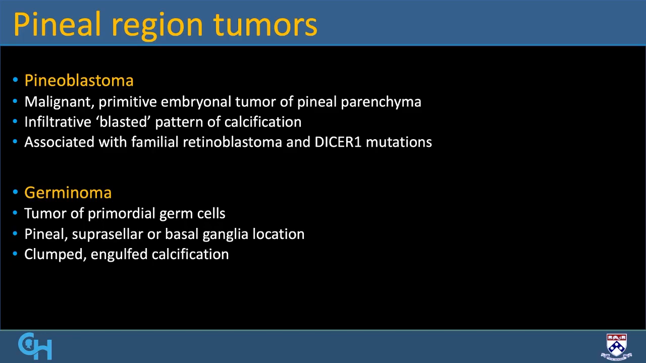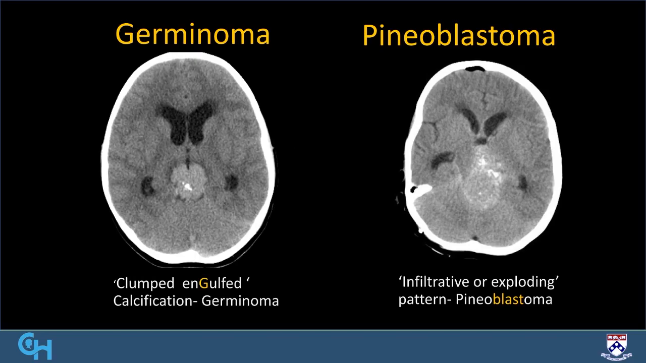Germinoma is a tumor of the primordial germ cells, and it can be in the pineal location, or it can be in other locations like suprasellar and basal ganglia location. And they can have calcifications. Typically, the calcifications in germinoma are going to be very chunky, clumped, and engulfed type of calcification. So let's look at how it looks on imaging.